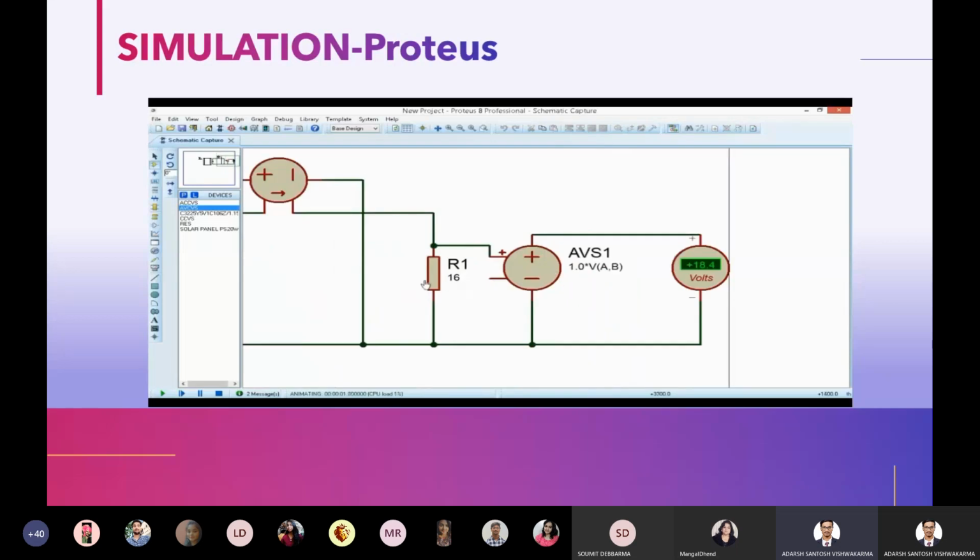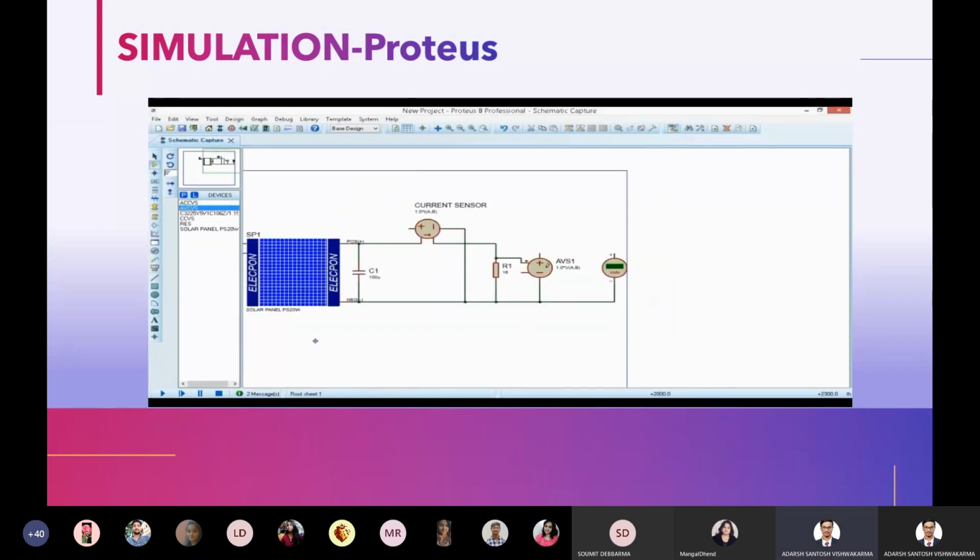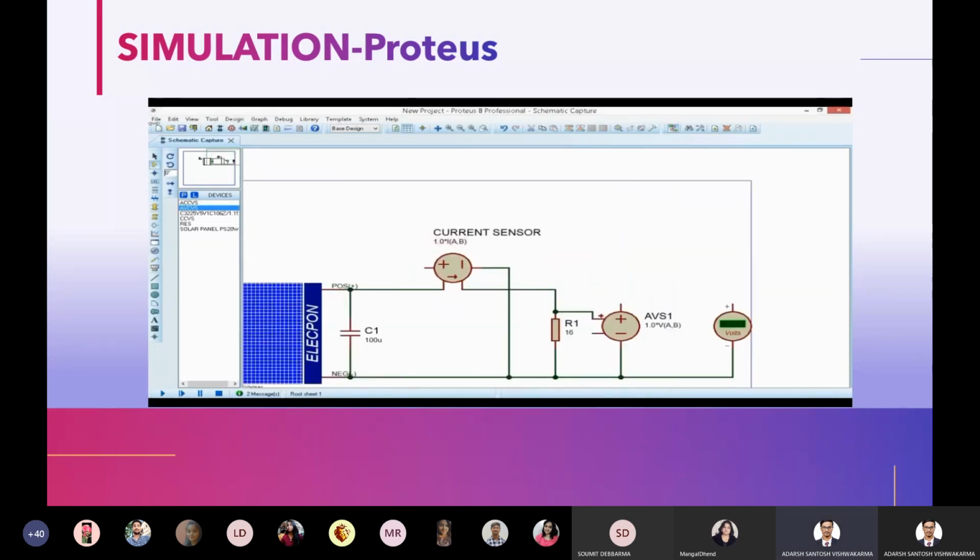The voltage we are getting now after making all the connections is 18.4 volts.